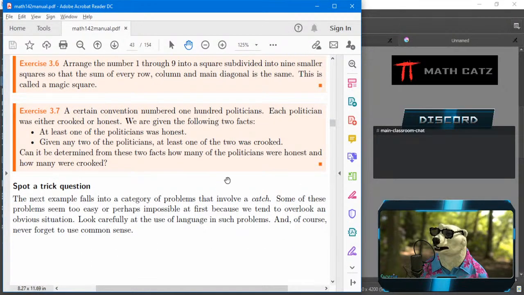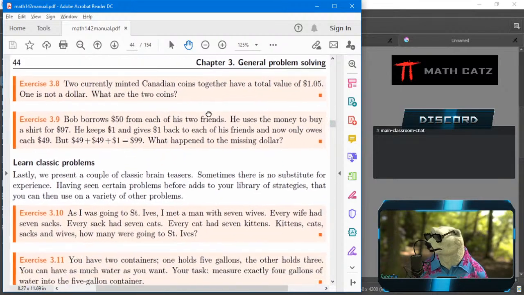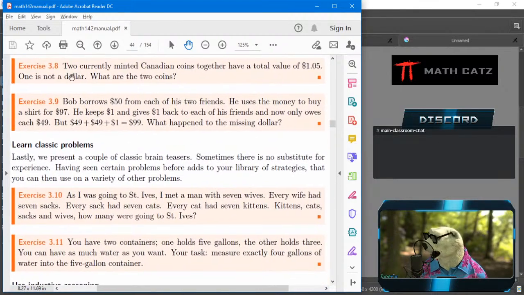All right, that's all the time we have, unfortunately. What you can do in the meantime is look at exercise 3.8. You can look at 3.9 as well. These are not test questions.